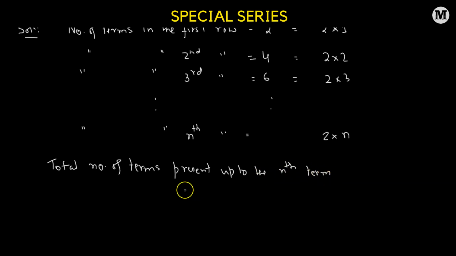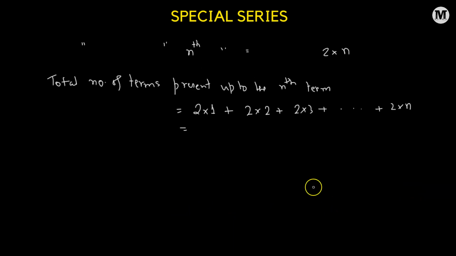So what's the total number of terms that's present up to the nth term? That's going to be simply equal to the sum. So from the first row, we have 2 times 1 terms. This will be added to the number of terms in the second row, so that's 2 times 2. The number of terms in the third row, that's 2 times 3. This goes all the way up to 2 times n. Now, here we have to find out the sum.